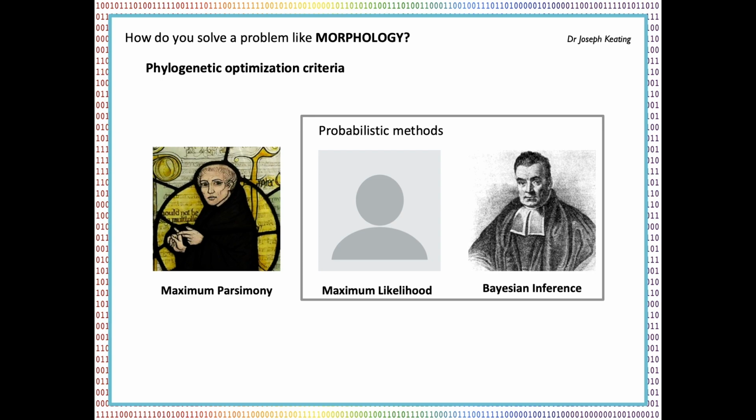Bayesian inference is named for the Reverend Thomas Bayes, pictured on the right. Ronald Fisher is widely accredited as the man responsible for popularizing maximum likelihood. I've chosen not to include his portrait here due to his problematic views on eugenics and race.